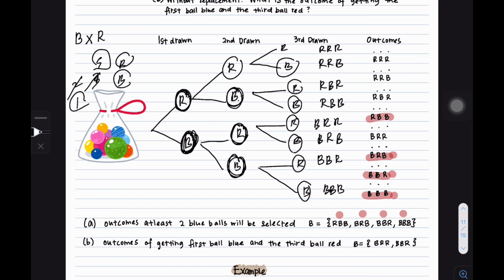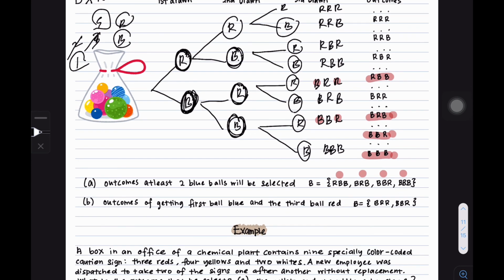But now soalan tanya, apa dia outcome of getting first ball warna biru, third ball warna merah. So kita kena tengok lah, mana yang first ball warna biru, third ball warna merah. This one biru, third ball merah. This one biru, third ball merah. So we have only two possible outcome yang kita akan dapat. The first ball biru, the third ball merah. Sama ada BRR ataupun BBR. So this one is the possible outcome untuk this event. Okay, so kalau awak tengok, bila kita buat tree diagram, it's more easier for us untuk analyse kita punya sample space. Alright.